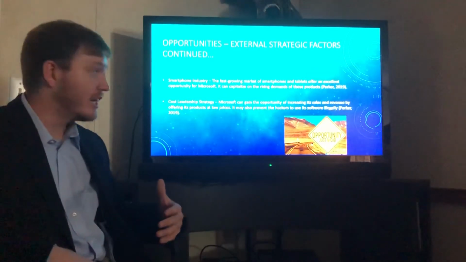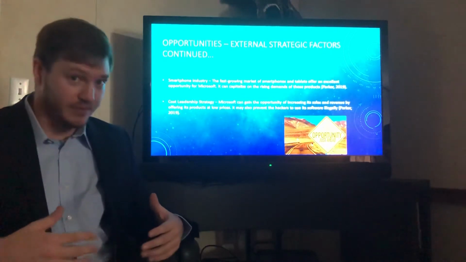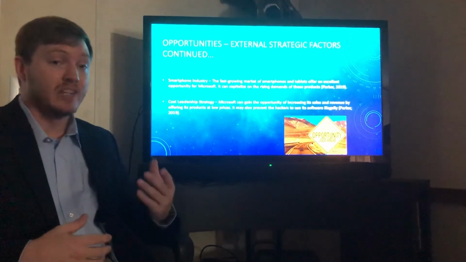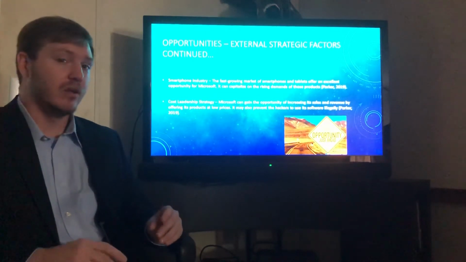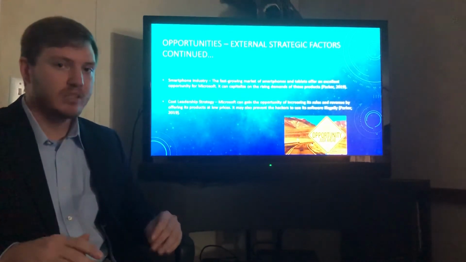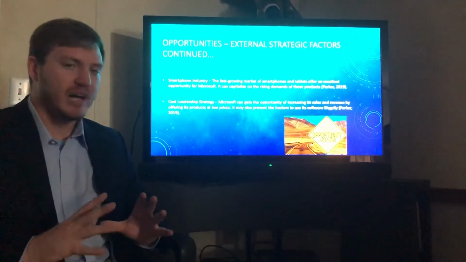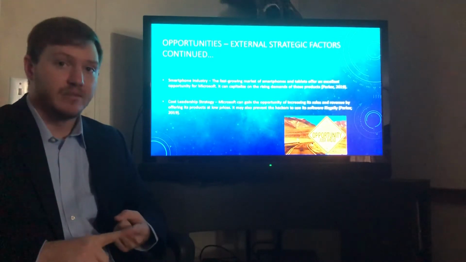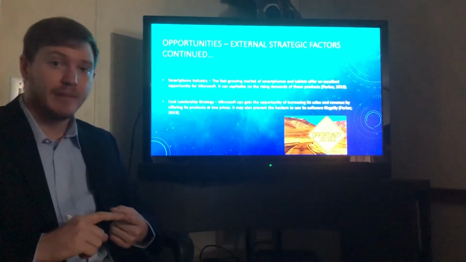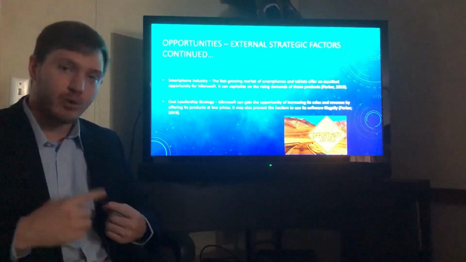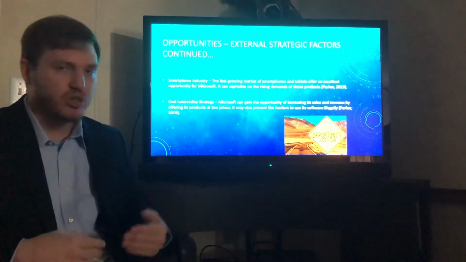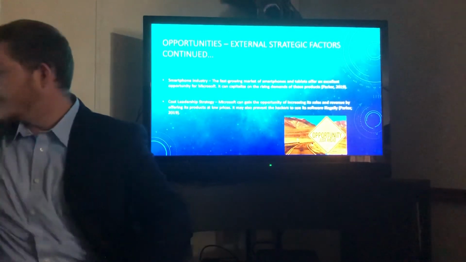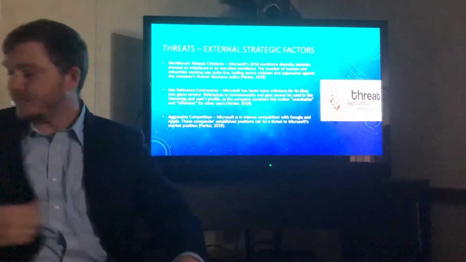Their cost leadership strategy. This is very big in the sense that the main market that Microsoft wants to target is the middle class market. They do have some high-end products and some low-end products, but their middle class is where they really focus, in the sense that this is a class of consumers that need these products, such as personal computers and things like that. And it's also not so expensive that they can't get it. It's not unavailable to them.